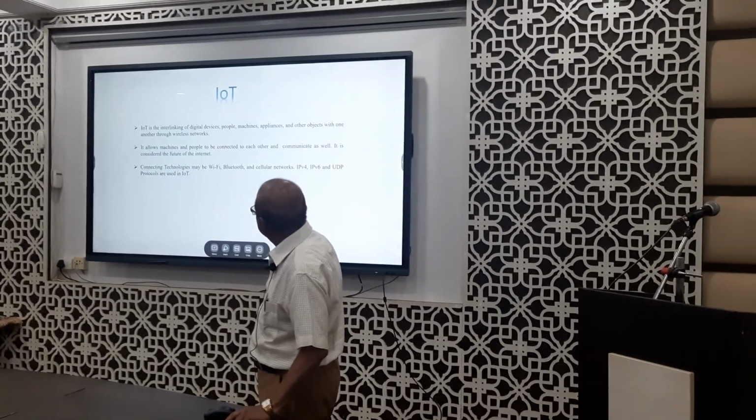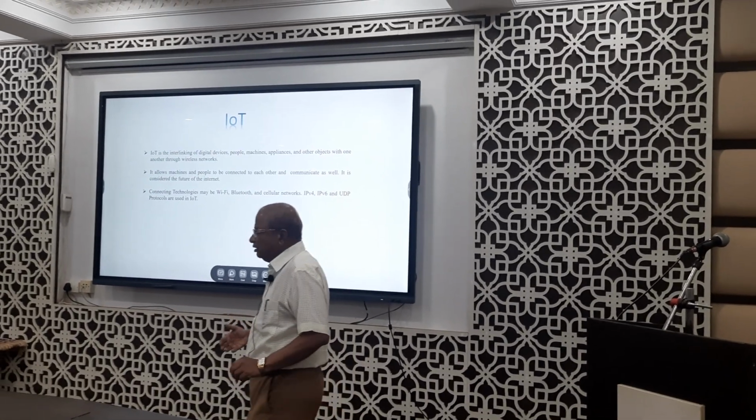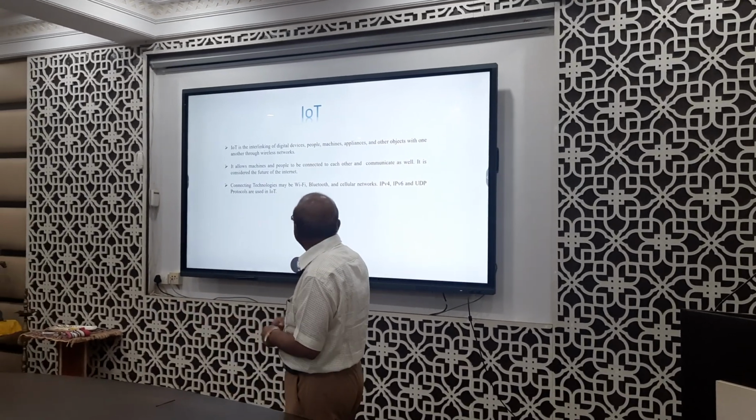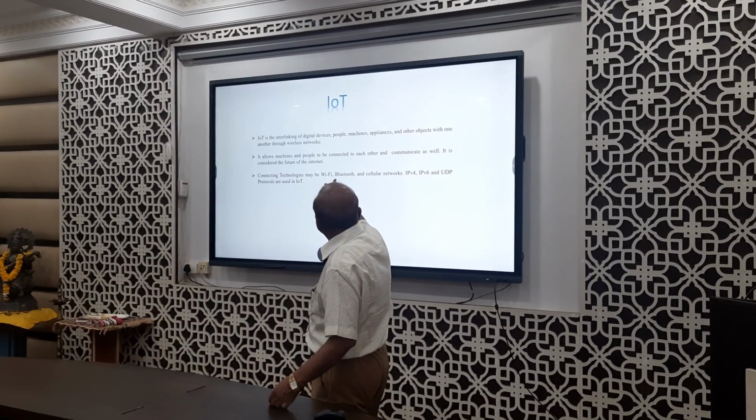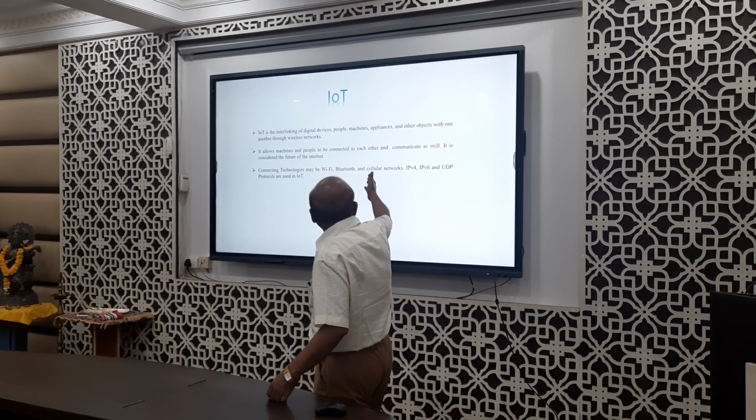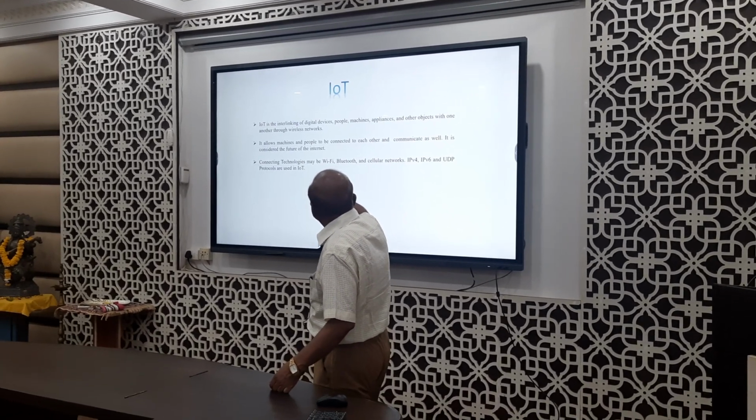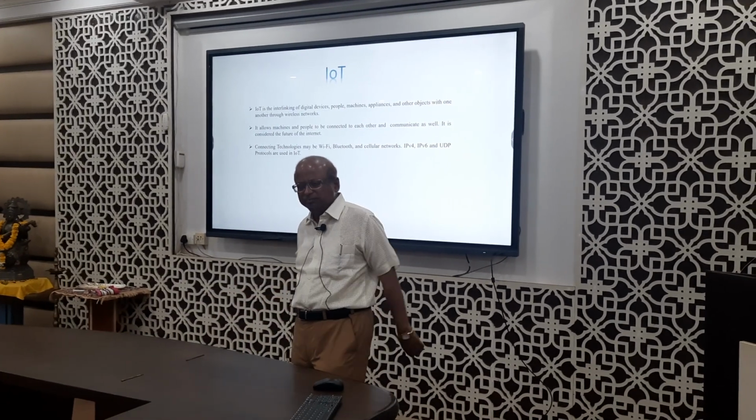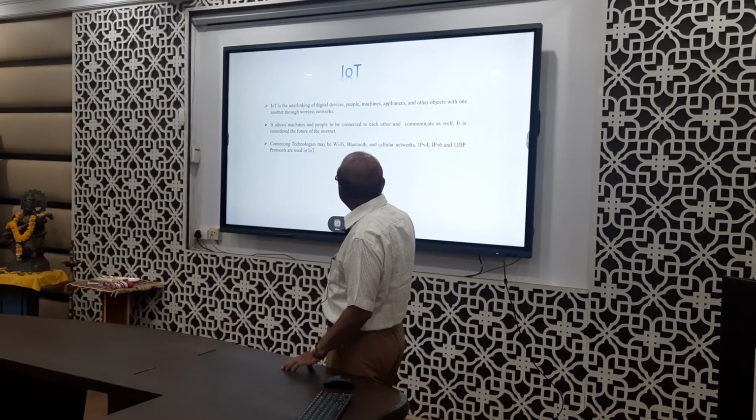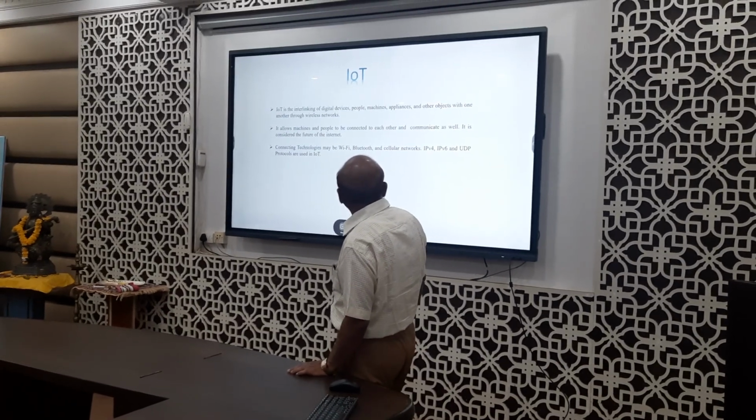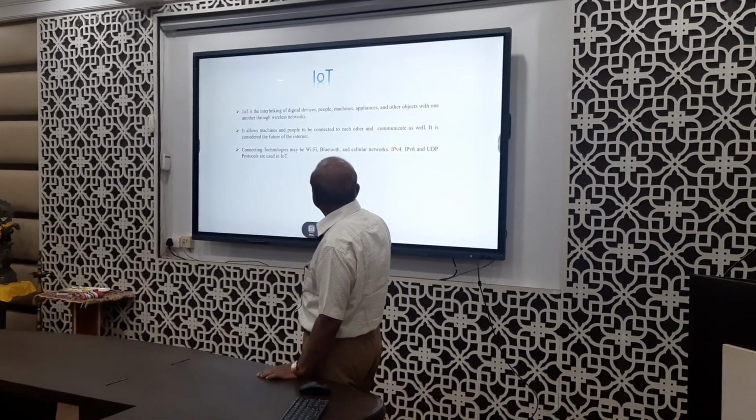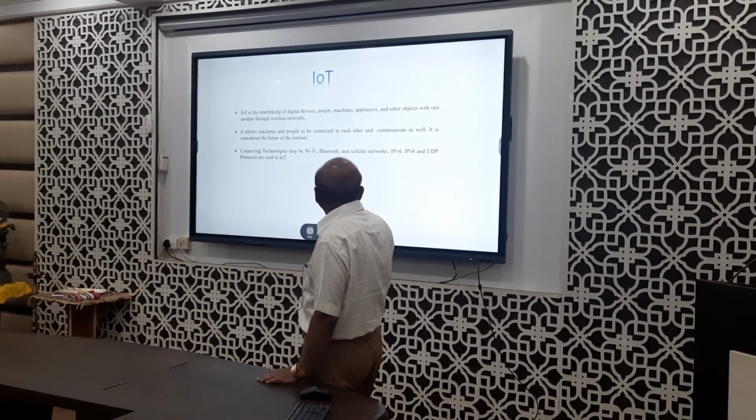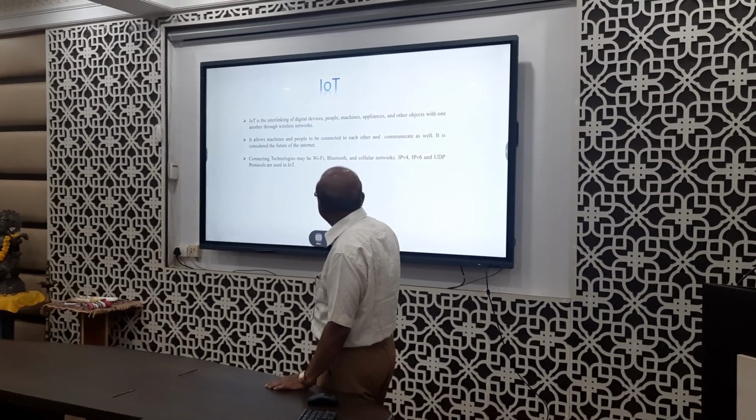Anyway, after giving this background of IoT, I am coming to this. IoT is the interlinking of digital devices, people, machines, appliances and other objects with one another through a wireless network. Of course, a wired network is not possible to deploy, and therefore a wireless network allows machines and people to be connected to each other and communicate as well. It is considered the future of the internet. Connecting technologies may be Wi-Fi, Bluetooth, cellular networks; IP version 4, 6 and UDP protocols are used in IoT.